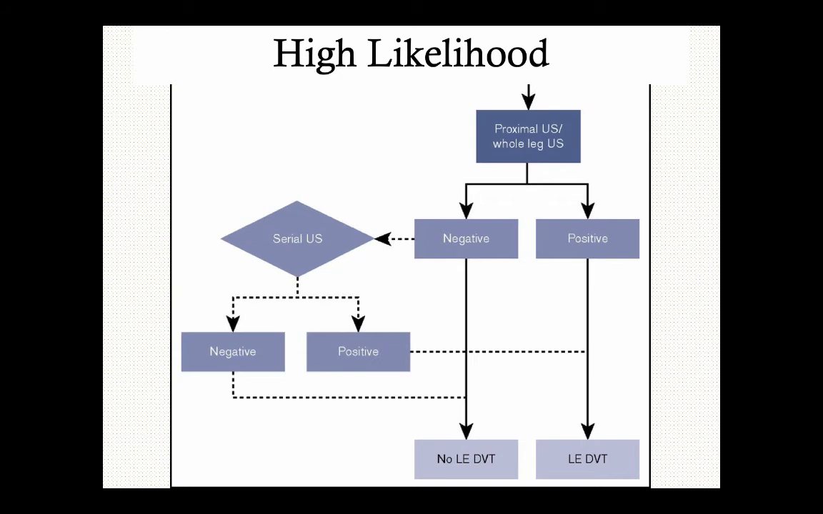Then high likelihood skips the D-dimer entirely. But they still don't differentiate proximal from whole leg ultrasound. So if it's negative, then serial, and serial's in a week; if that's negative, fine, and if it's positive, then treat. Or you have the option to say no and assess some other risk factors and decide. So they leave some leeway in that high likelihood, but it skips the D-dimer entirely.